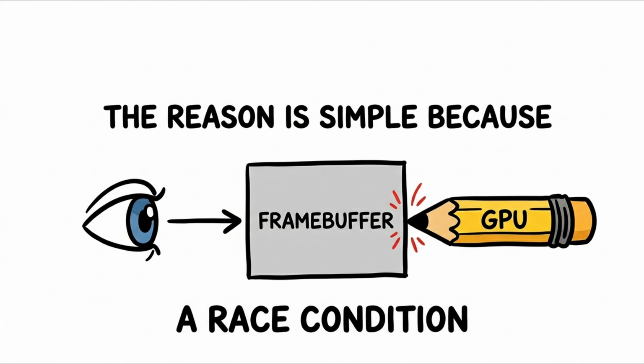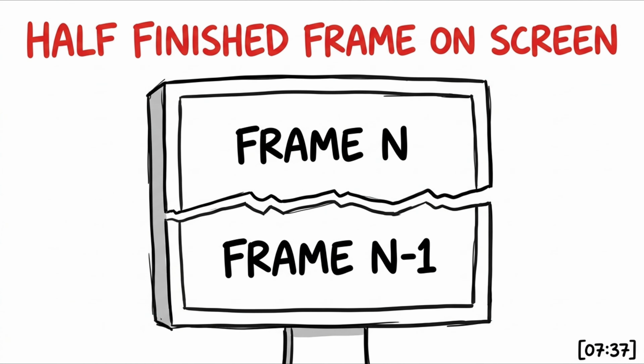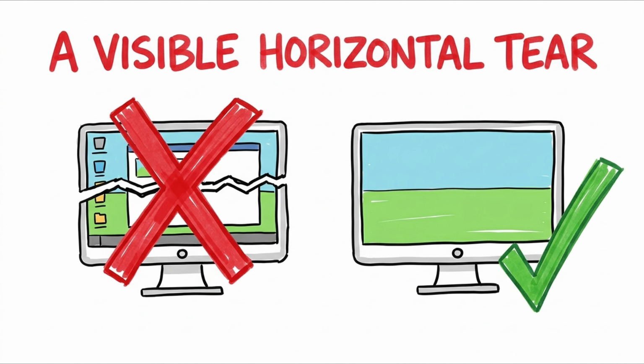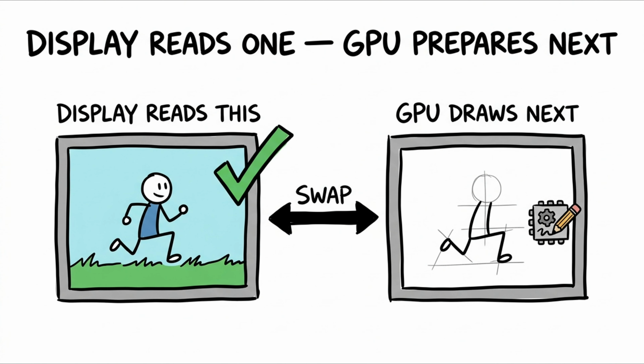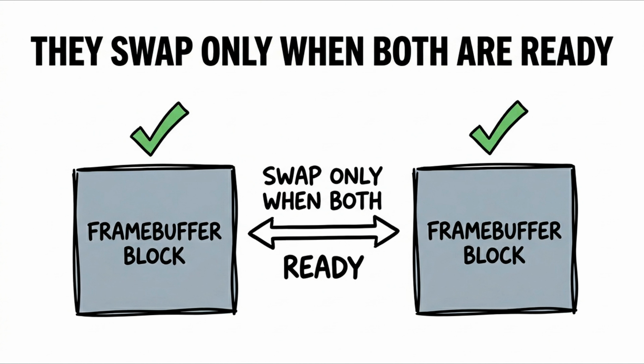The reason is simple. If your display read the frame buffer while the GPU was still writing into it, you'd see a half-finished frame on screen. The top half would be from one frame, the bottom half from the previous one. A visible horizontal tear. With buffering, the display reads one complete image while the GPU prepares the next, and they swap only when they're both ready.